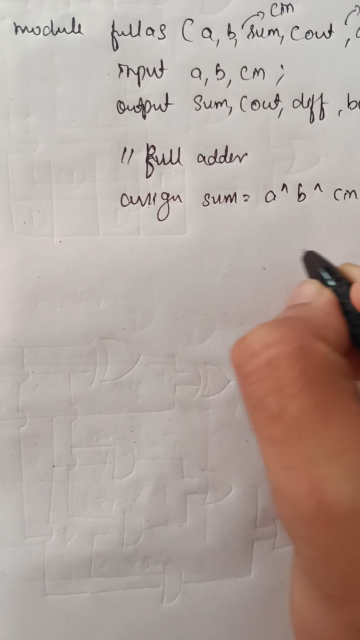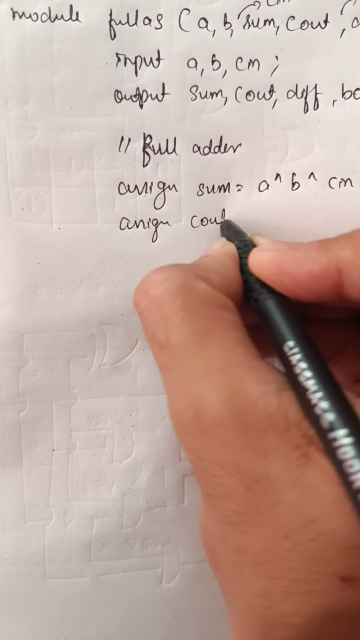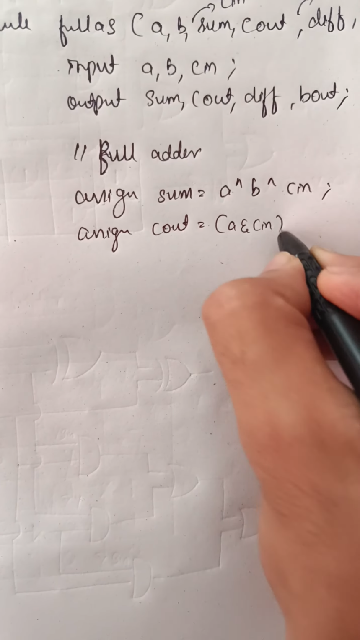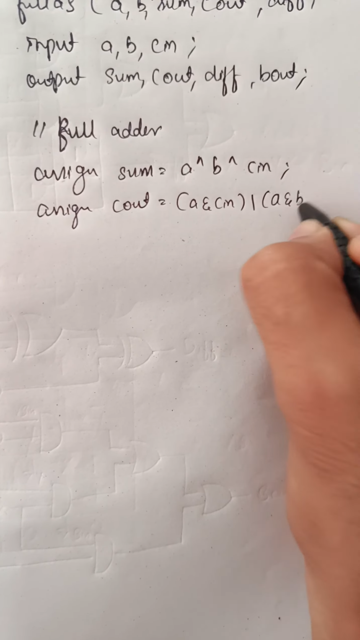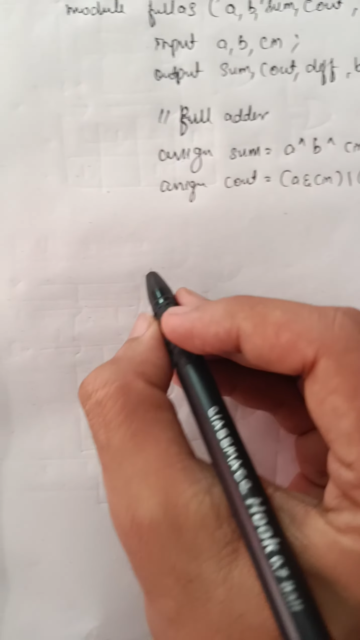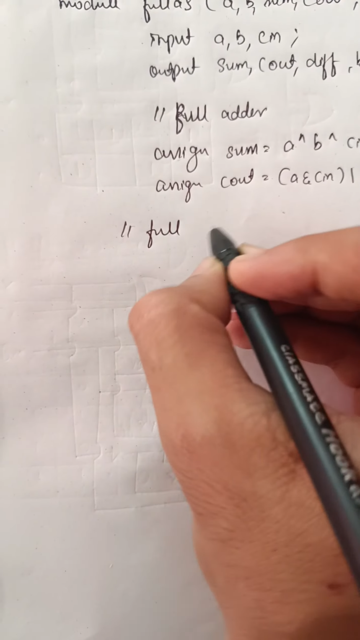A XOR B XOR C in, and assign carry out. What will be carry out? Carry out is here A C in, A B and B C in. That is A C in or A B or B C in. That's it. Then now we will do the full subtractor.